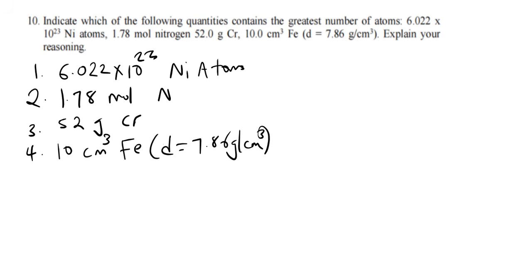We have to remember that if we look at the first one, for nickel, that number there is Avogadro's number, right? For us to compare which one has the greatest number of atoms, first we have to convert everything to moles, okay? Because you know that the number of particles or the number of atoms.